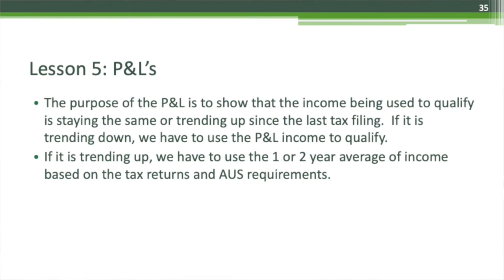So let's say your 2020 average was $20,000 a month, but your P&L shows 17, I would use 17,000. Even though nothing's legitimate with P&L, that's what they require. However, it can't go the opposite way. If your P&L shows 28,000, but your 2020 returns show 20, I have to use the 2020 returns.